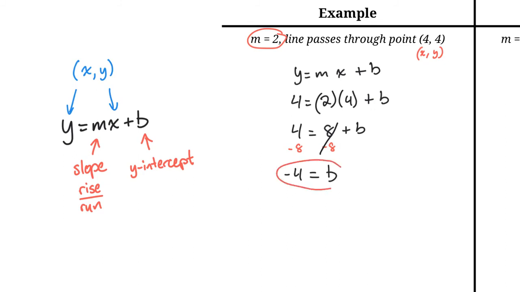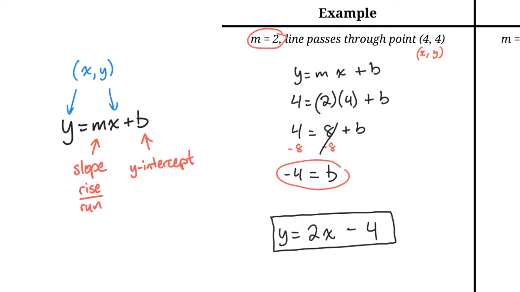So now that we've solved for b, we can write out our equation because all we really need is the slope and the y-intercept to write out the equation of this line. So our equation would be y equals 2x minus 4. And don't forget to leave y and x as is because that'll represent any point that's on the line.